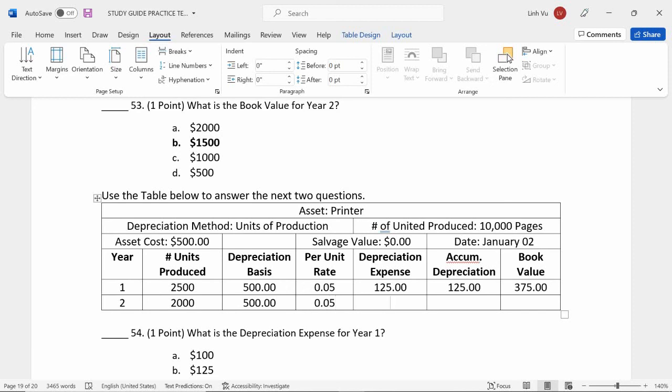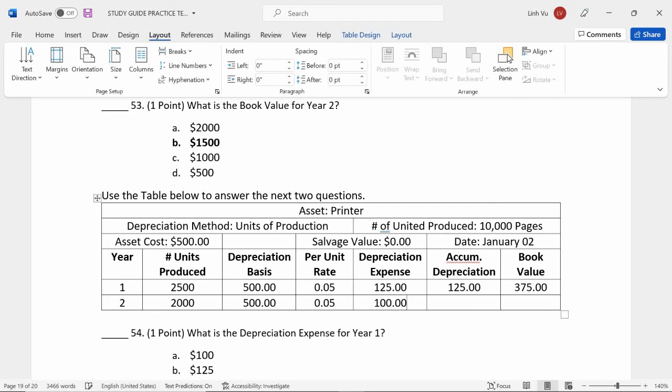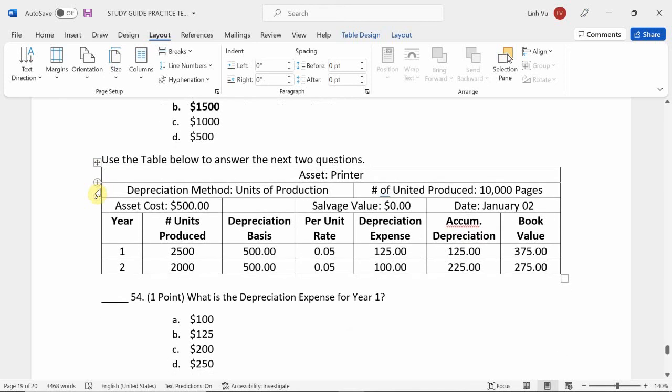However, the difference is going to be my depreciation expense. This time, I only produced 2,000 pages. So how much is my depreciation expense going to be for year two? 100. So in this case, 100 plus 125 should give you 225. So then what is your total book value going to be? 275. So let's answer the questions here.